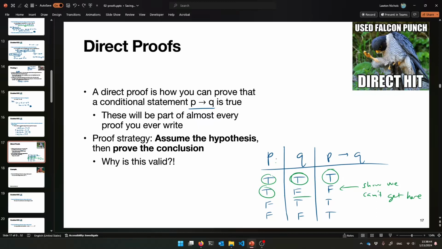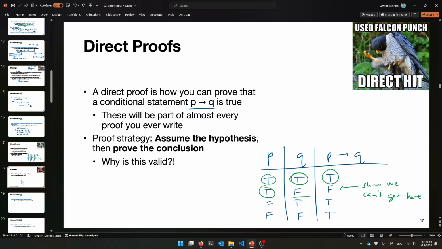All right, does that make sense? So you're assuming the hypothesis is true. That's forced you into one of these, and then you're trying to show that the conclusion is also true, because that's going to guarantee you're in the first one and not in the second one. Okay? That's the idea. So that's a direct proof. Let's get a lot of practice with it.